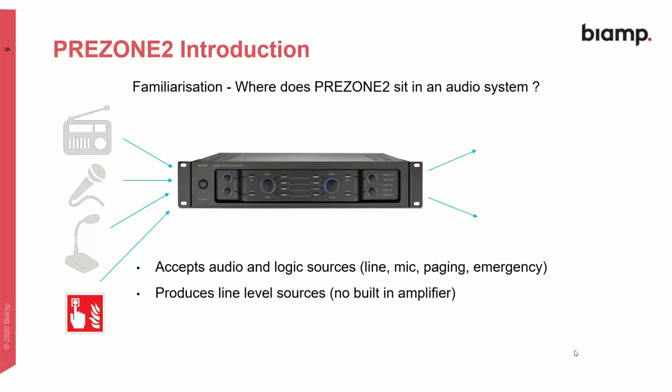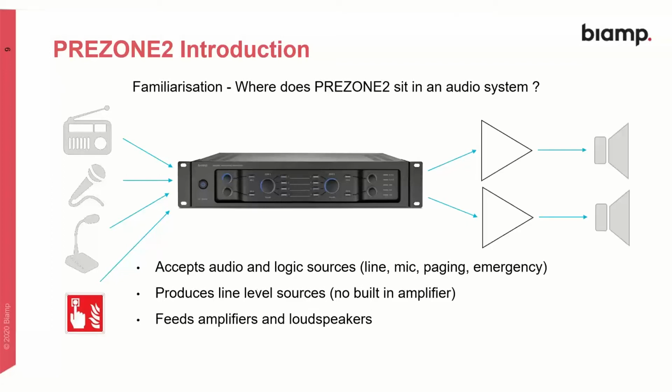Then we produce line level output sources. It's important to understand that this is a preamplifier only, so it does not have any amplifier built in, so you cannot directly connect loudspeakers to this device. So we have external amplifiers.